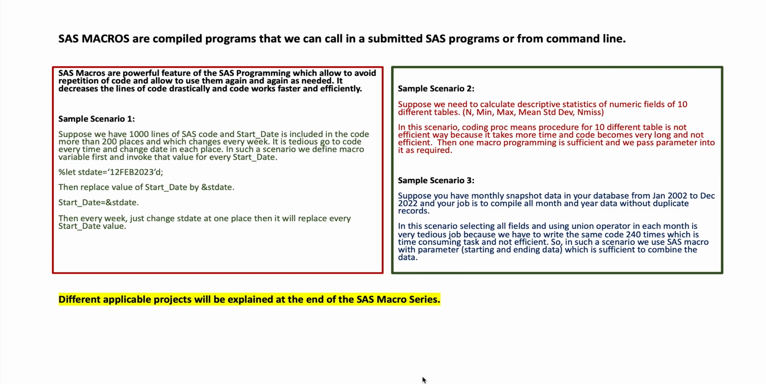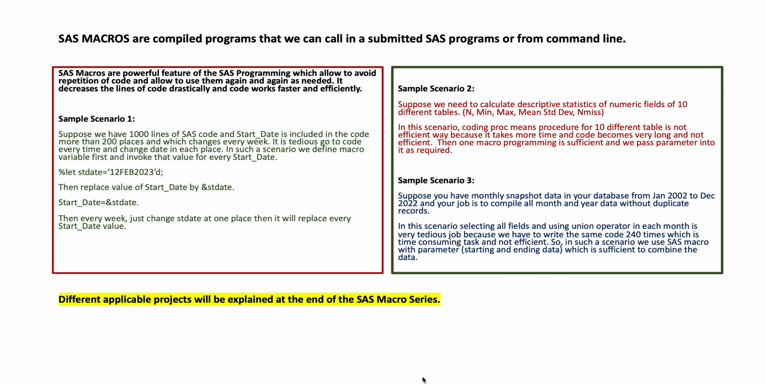SAS macros are compiled SAS programs that we can call in a submitted SAS program or from the command line. SAS macros are a powerful feature of the SAS programming language which allow us to avoid repetition of code and use it again and again as needed. It decreases the lines of code drastically, and the code works faster and more efficiently. To expand on the use of SAS macro, I am going to explain three different sample scenarios.